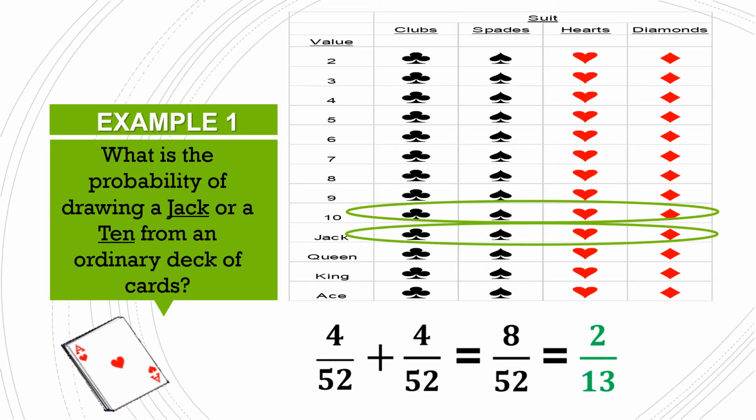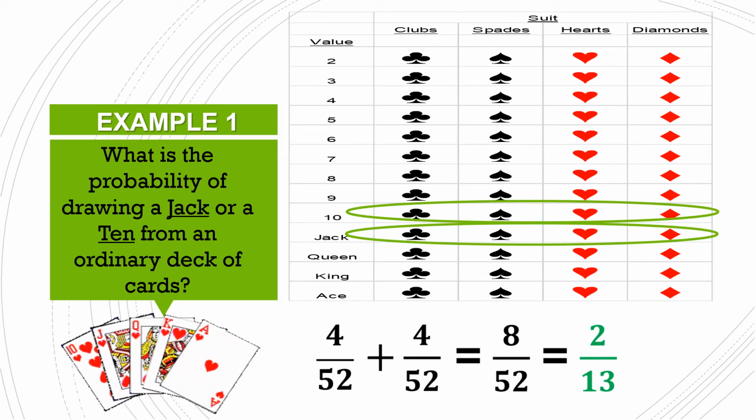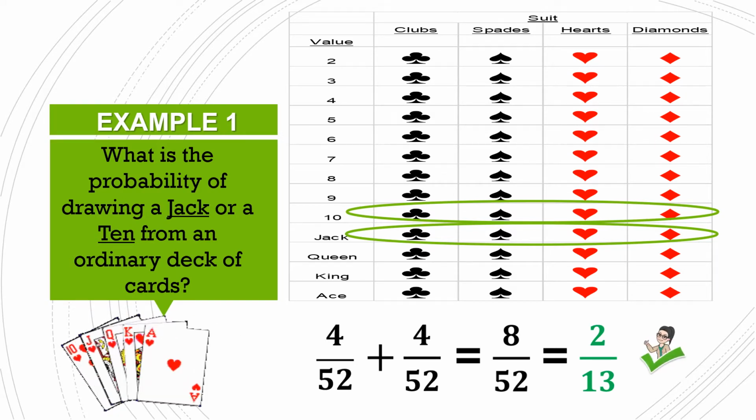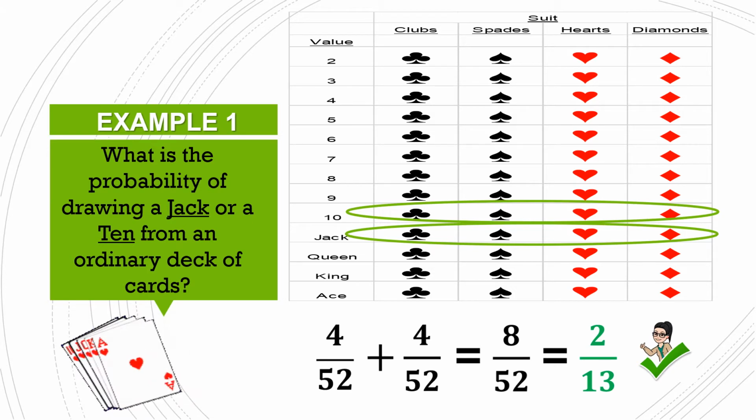And then reduce to lowest term, divide both by 4. 8 divided by 4 is 2. 52 divided by 4 is 13. So the probability is 2 over 13.